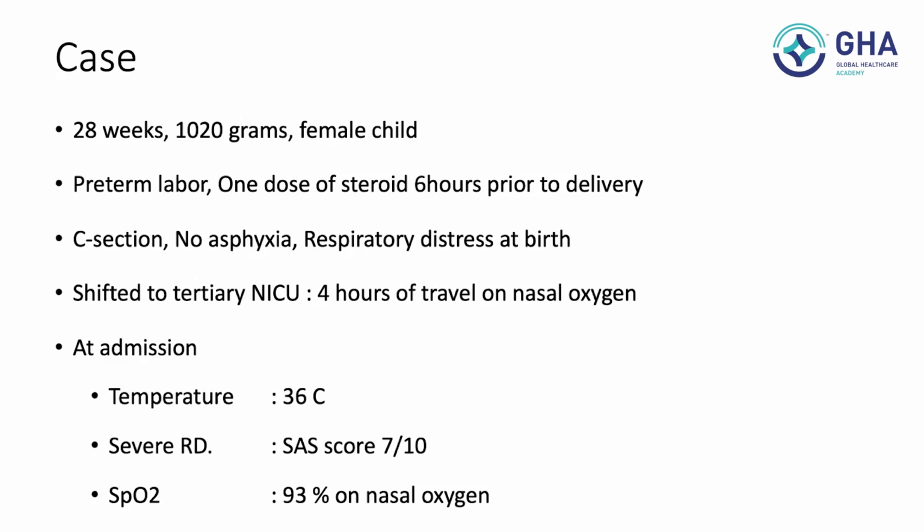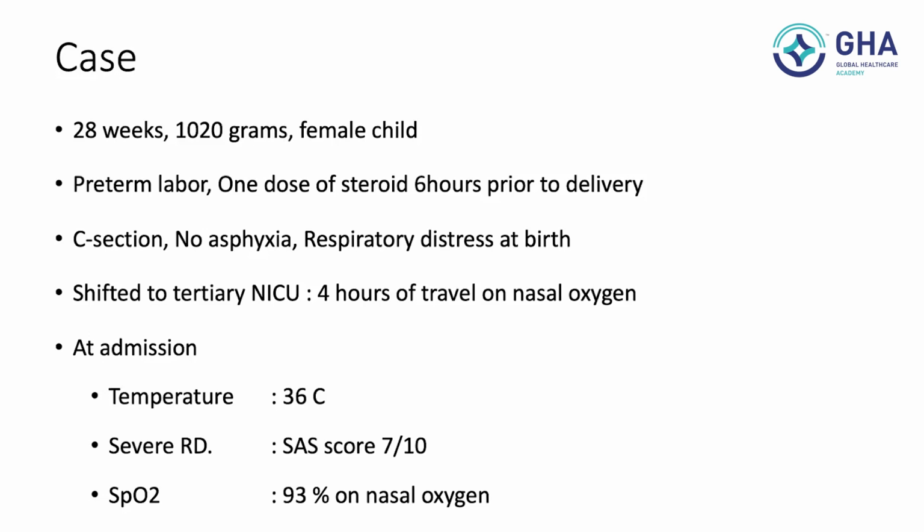Baby had respiratory distress at birth. He was born in the periphery and it took almost 4 hours for the baby to reach our hospital. And he was shifted on nasal oxygen. And this is the scenario, I think, in most part of the country where you have outborn deliveries. And at admission, the baby's temperature was 36, so borderline hypothermia. The baby had significant respiratory distress.